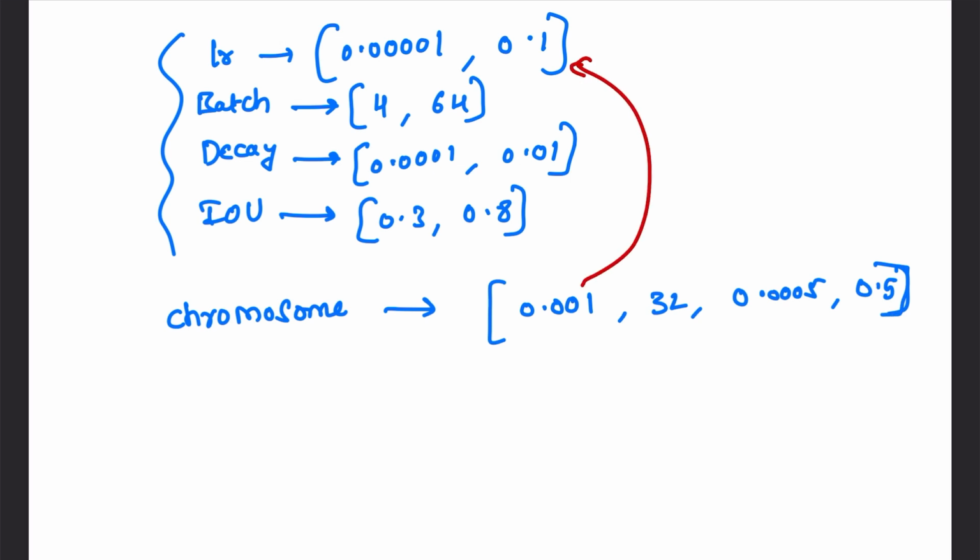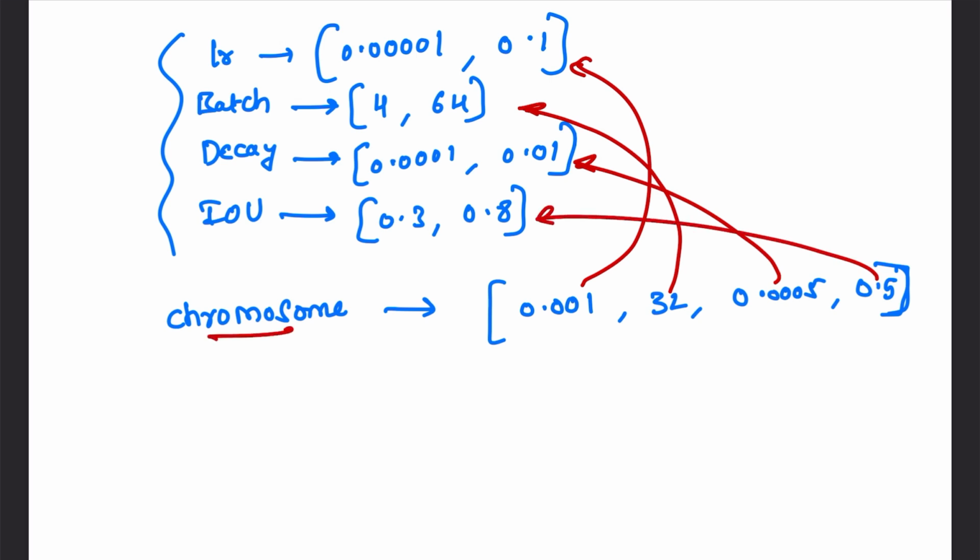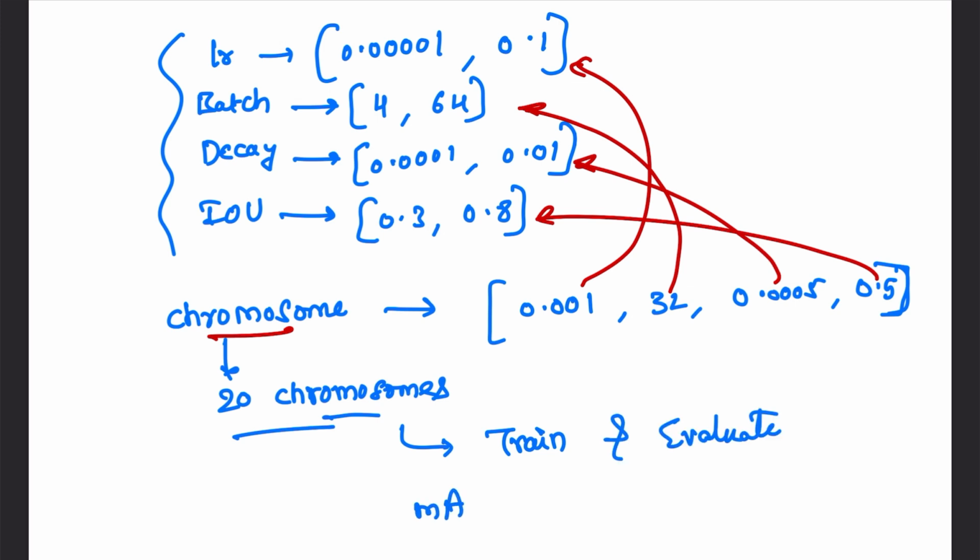So this is LR, this is batch size, this is weight decay, and this is IOU value. So this is one chromosome. Like this, I randomly select 20 or 30 chromosomes, suppose. So 20 chromosomes. And then for all these 20, I will actually train the model and then I will evaluate the model. And based on the mAP value, or mean average precision, or precision recall, whatever metric you want to finalize on, okay, suppose I want to finalize or maximize the mAP.